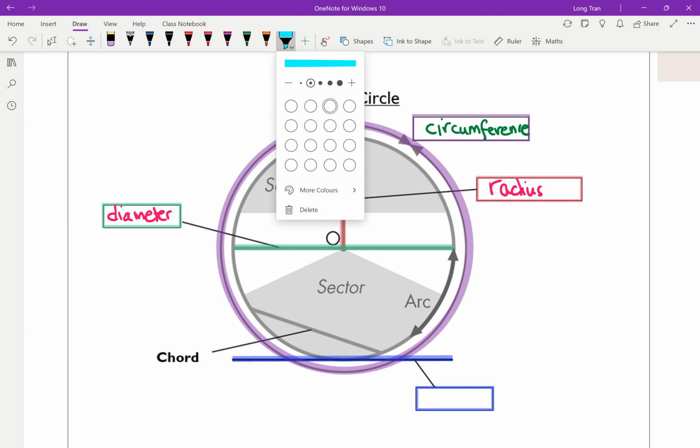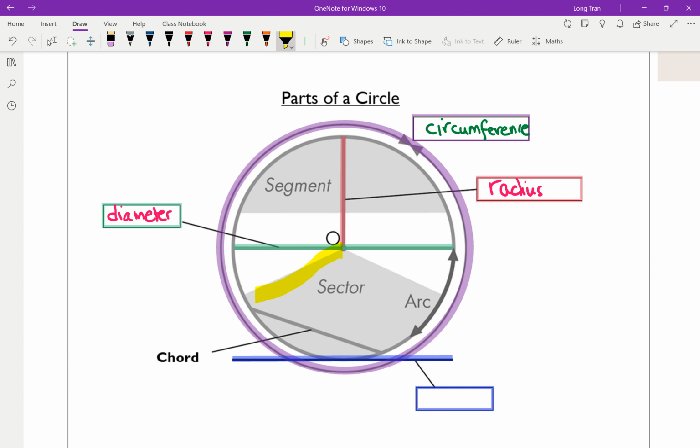which actually I should do it in highlight. I'm going to highlight in yellow so you can see. This section here is what we call a sector. But I want you to compare this. How is it different to a segment? Can anyone spot the difference? What's the difference between the yellow region and the blue region right now? Can anyone see?